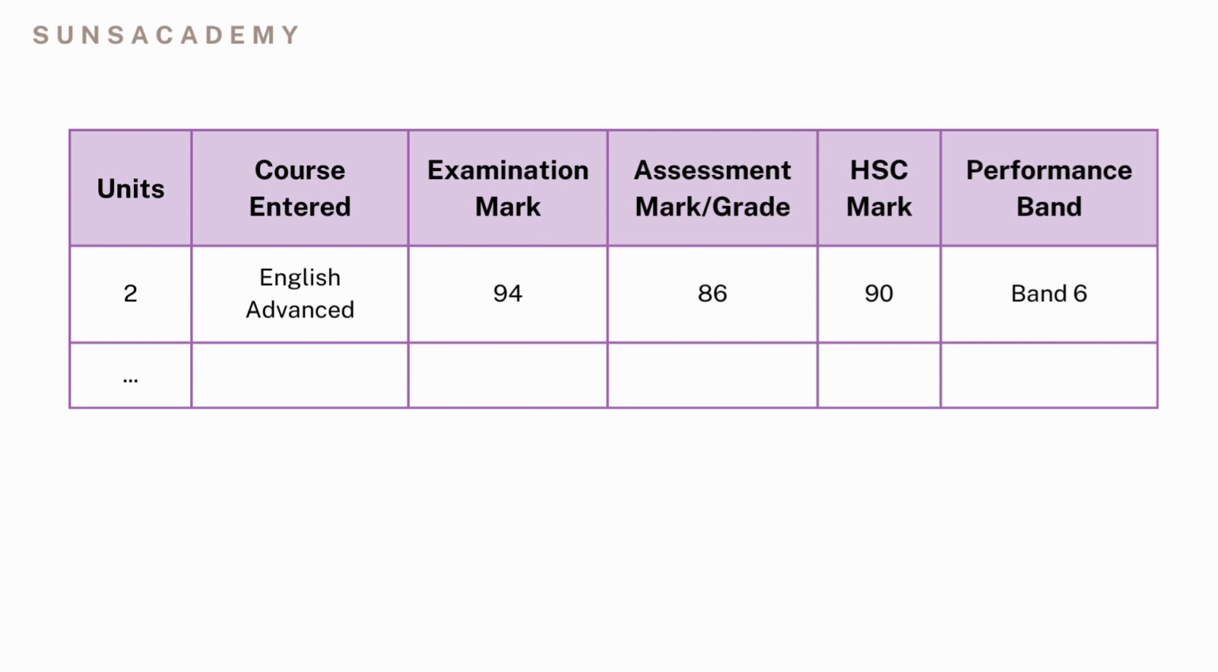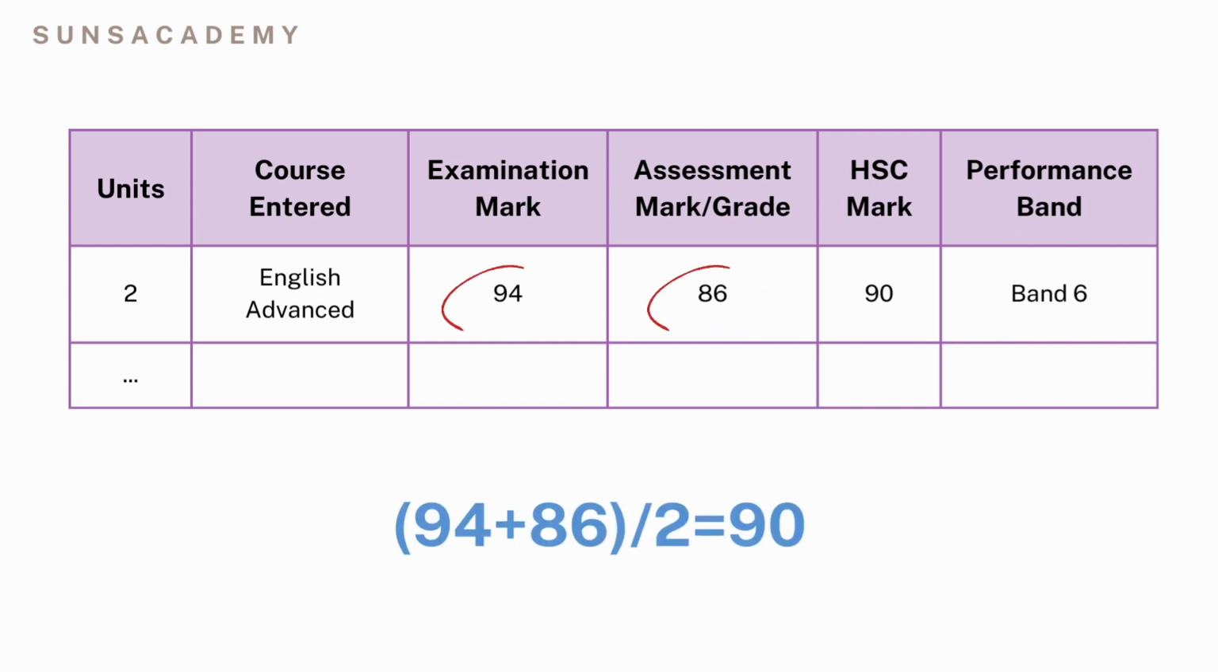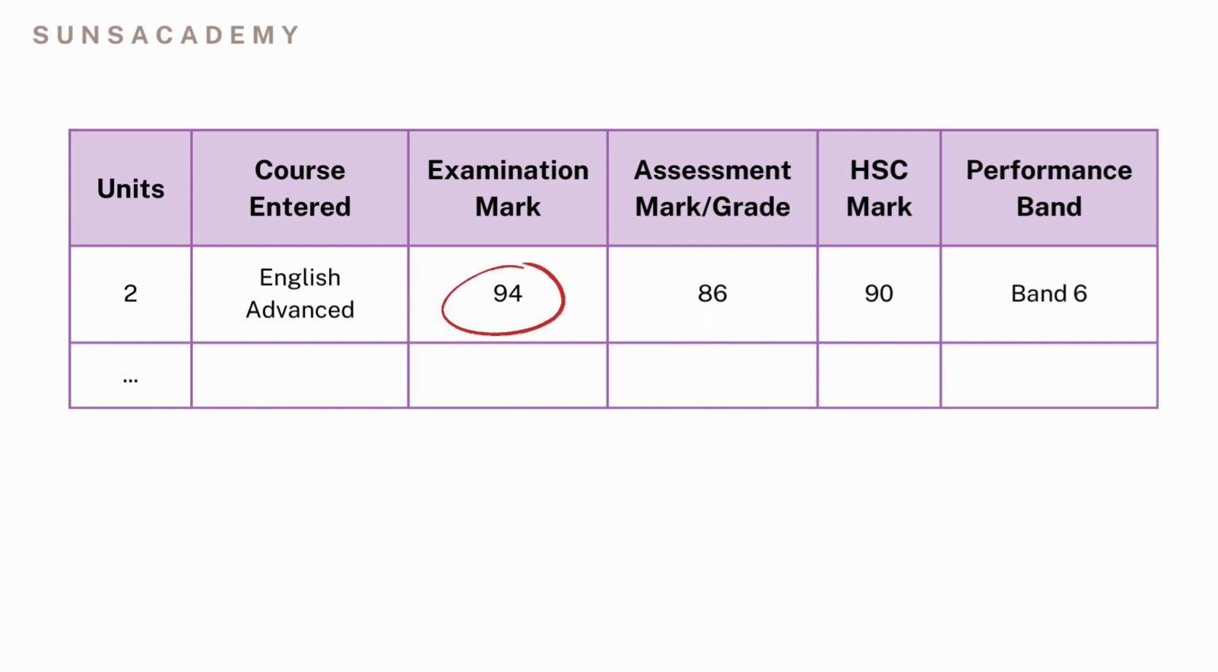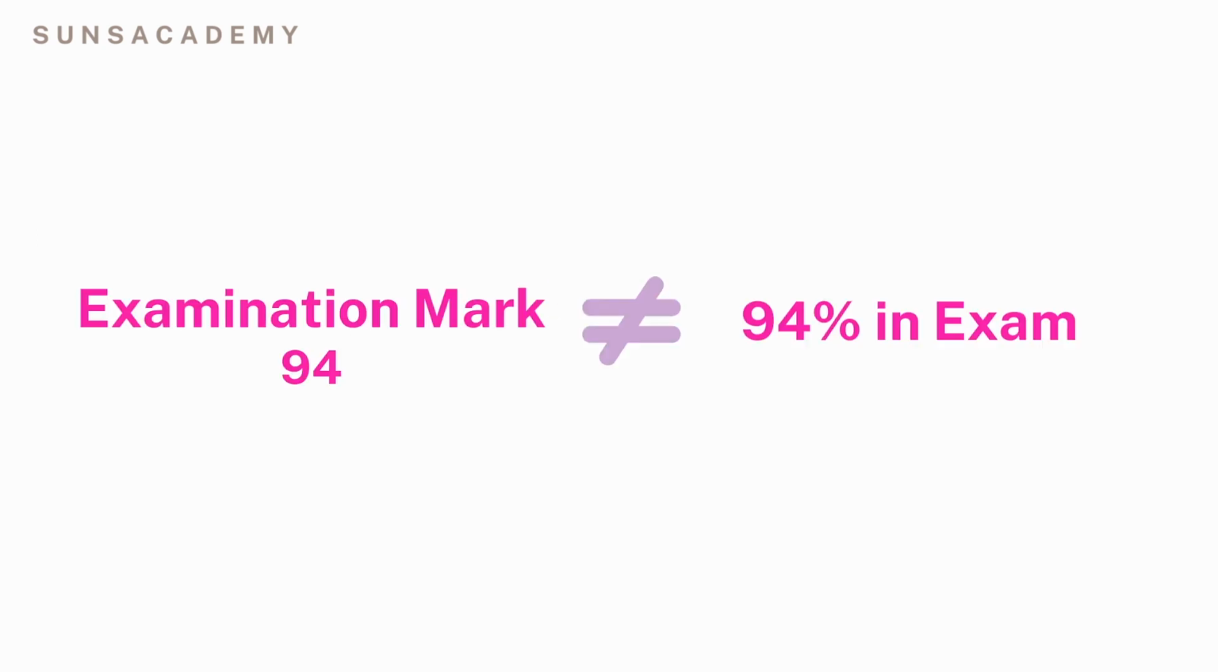For this particular student, the advanced HSC mark is (94 + 86) / 2 = 90, so 90, which makes it a band 6. If you have a look, the examination mark is 94, but once again, it does not mean that the student has received a 94 in the exam just because the examination mark is a 94. The examination mark of 94 is the mark that has been aligned from the student's raw mark.